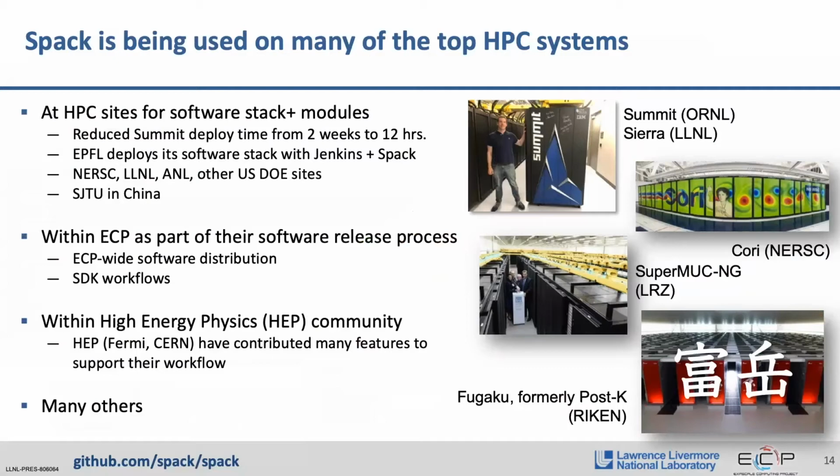SuperMUC-NG is the big machine at LRZ. That's the biggest non-accelerated supercomputer in the world right now. They're using Spack for deployment. And then recently, Fujitsu and Riken decided that they were going to use Spack for deployment on the upcoming Fugaku machine, which is going to be a big ARM machine at Riken.